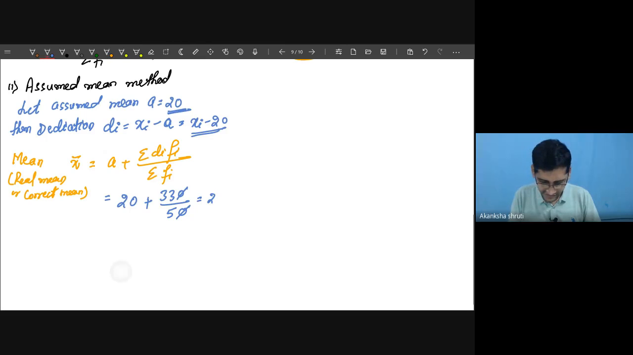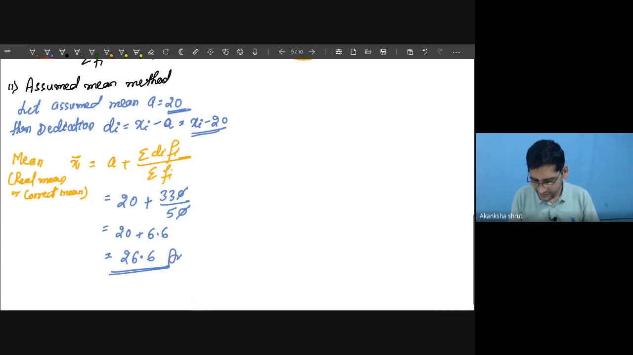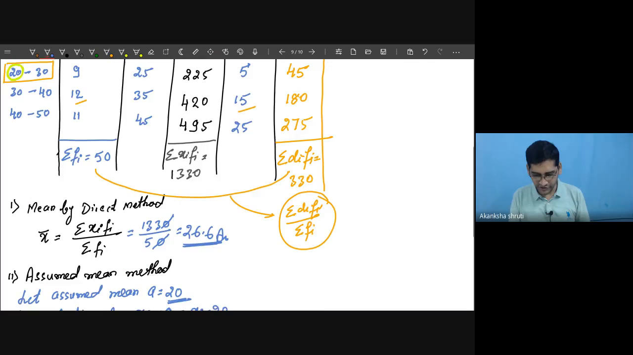So it is like 20. We may write this as 20 plus, the second part you have to do, how much? 330 divided by 50 is 6.6. What is the answer? 26.6. Same as earlier or not, students? Same as earlier. So this way, whatever mean we have assumed is adjusted to get the real or actual mean. Ready? This is called the assumed mean method.